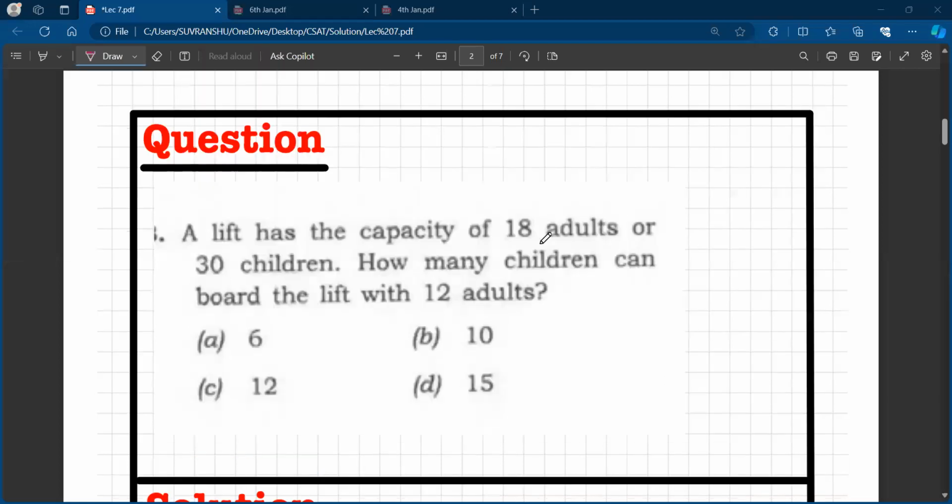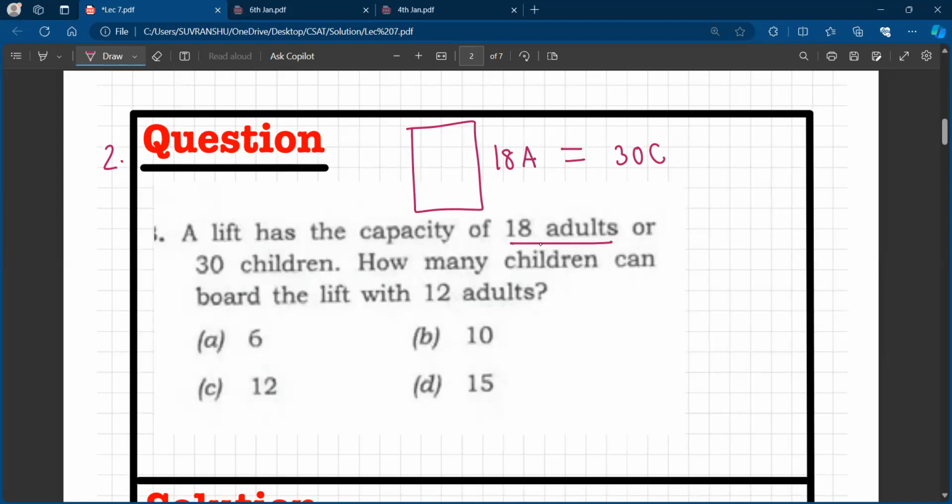Now proceeding to the second question. The second question of the day is a lift has a capacity of 18 adults or 30 children, right? Now, can I say if this is a lift, it can either occupy 18 adults or 30 children. That means, can I say these two are congruent? The lift, either it can occupy 18 adults or it can occupy 30 children. Clear? So these two are similar quantities.